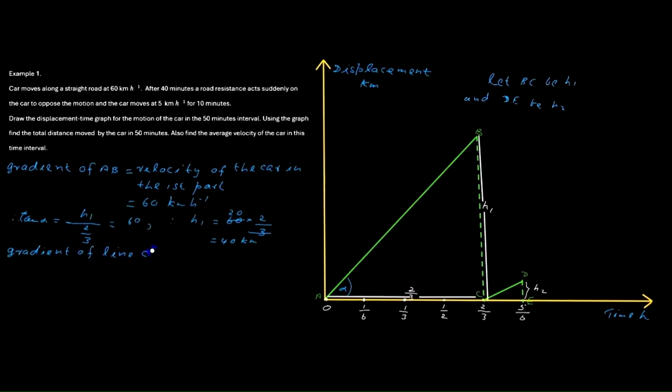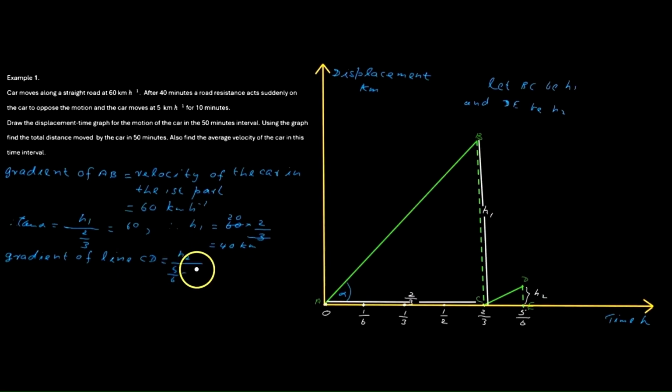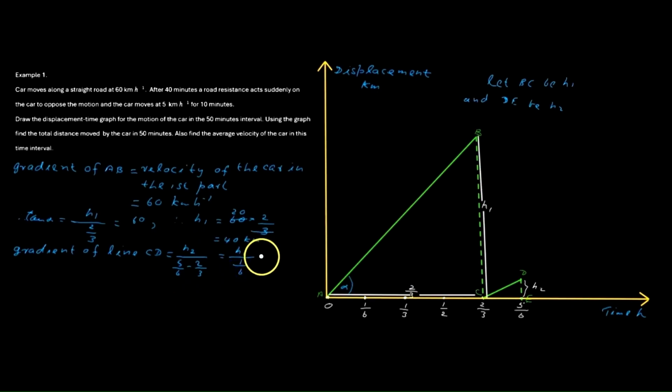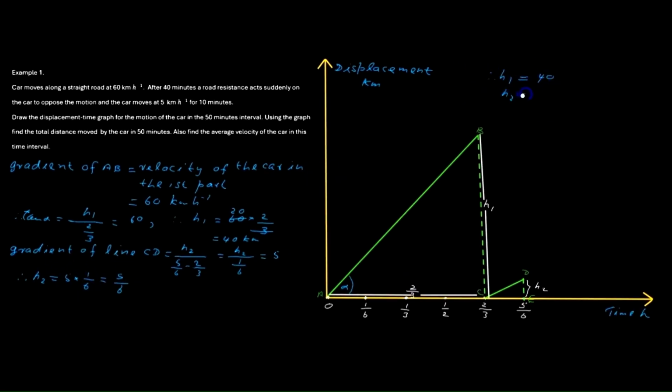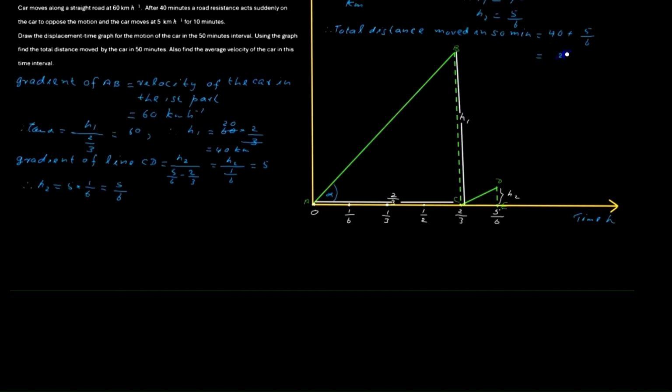Next find the gradient of line CD. It is equal to h2 over 1 by 6. Now h2 equals 5 by 6 kilometers. Total displacement of the car is 40 plus 5 by 6 kilometers. This is equal to 245 by 6 kilometers.